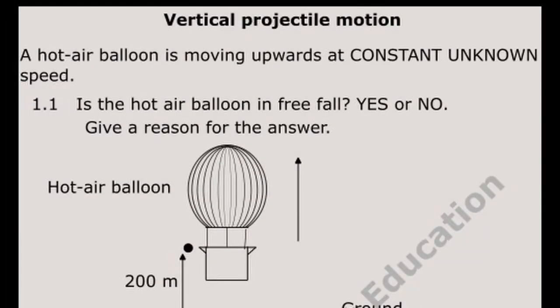A hot air balloon is moving upwards at a constant unknown speed. 1.1. Is the hot air balloon in free fall? Yes or no? Give a reason for your answer. We have to know the definition of a free fall. A free fall is when an object is experiencing only gravitational force. So if an object is falling from the sky and there's no other force acting on the object, that object is in free fall.